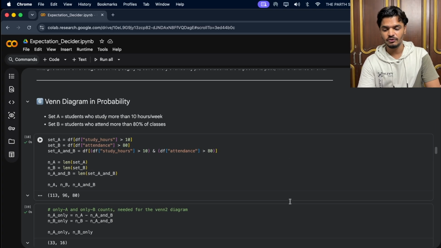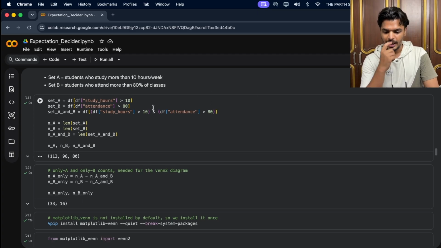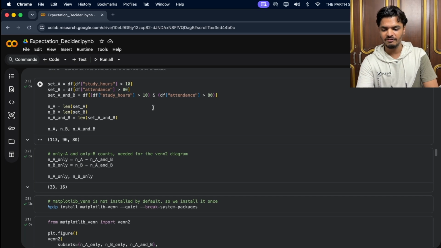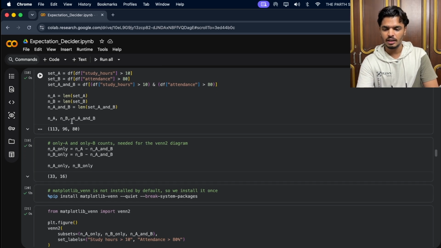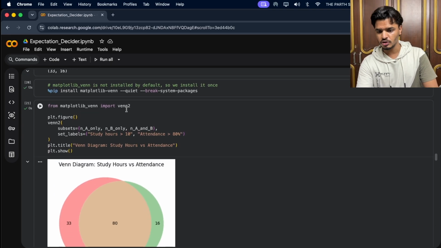So for question 4, I need a Venn diagram of two groups. Group A, students who study more than 10 hours a week, and Group B, students who attend more than 80% of classes. I count each region separately, where I found 113 students who study more than 10 hours per week, 96 students who have greater than 80% attendance, and 80 students who satisfy both, which I draw using the matplotlib_venn library.